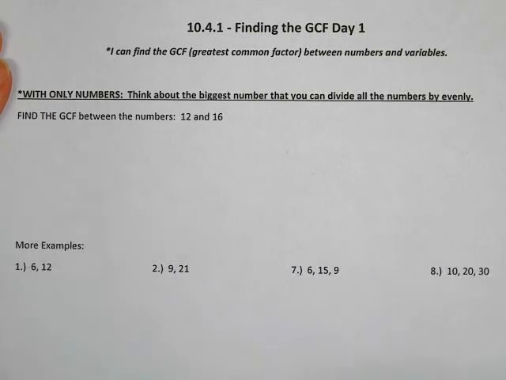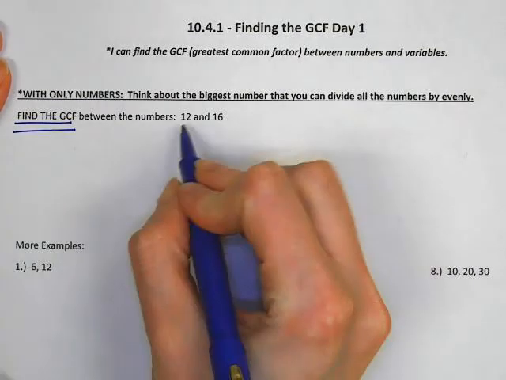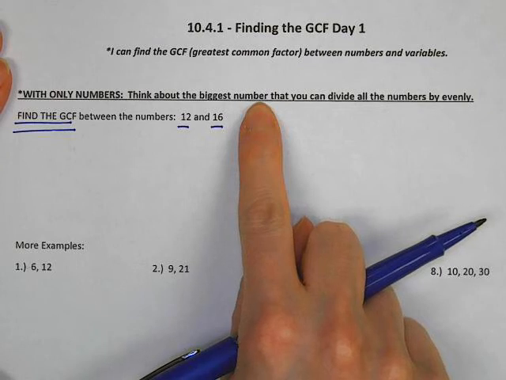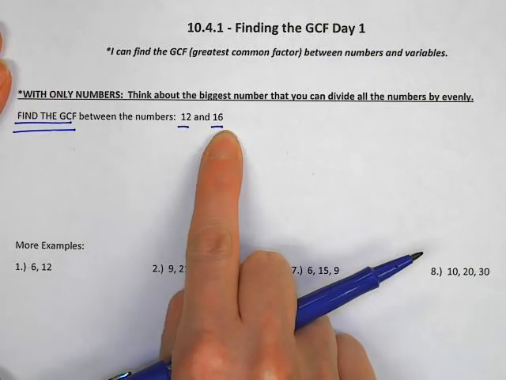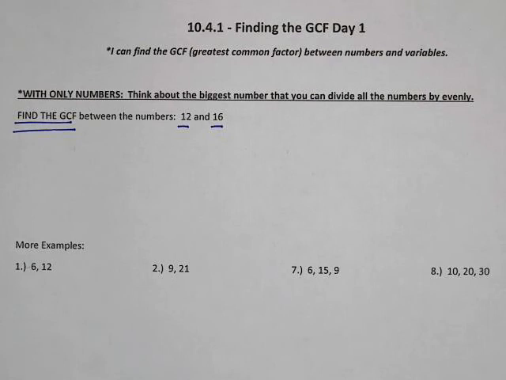So with only numbers, let's say your goal is to find the GCF between the numbers 12 and 16. Now what that means is find the biggest number that you can divide both 12 and 16 by evenly. Now some of you are going to be able to do this in your head, but if you'd like, I'm going to show you a way to make sure that you always get it right if you're not so fast with this in your head.